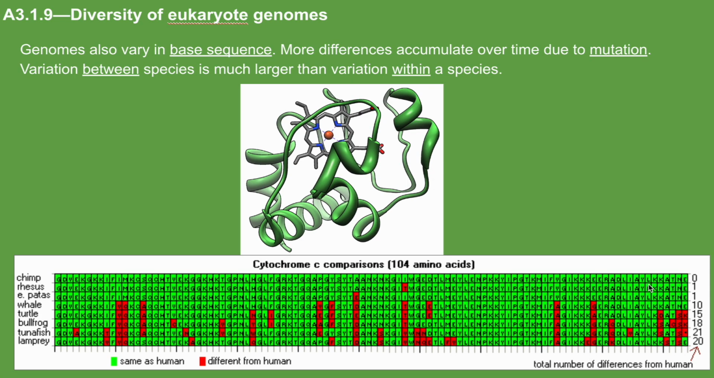And you can see here that the chimp has no differences. The cytochrome C in a chimpanzee is identical in amino acid sequence to a human. Now, a rhesus monkey has one difference, but back to a whale now, 10 differences. A turtle, 15. A bullfrog, 18. A tuna fish, 21. A lamprey, 20. And so you can see here that over evolutionary time, the further back we deviated, the more differences there are going to be in our amino acid sequences, which are, of course, coded for by our DNA sequences.